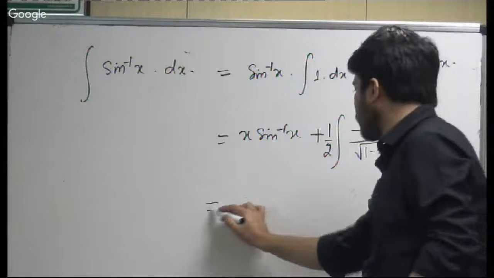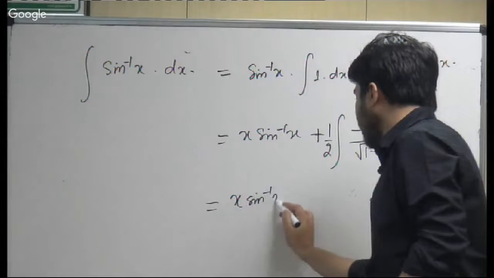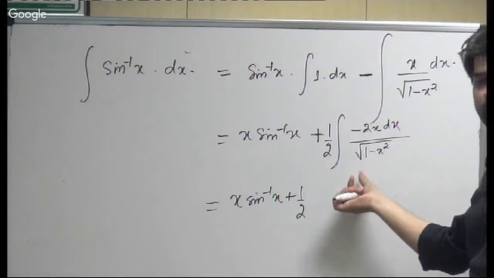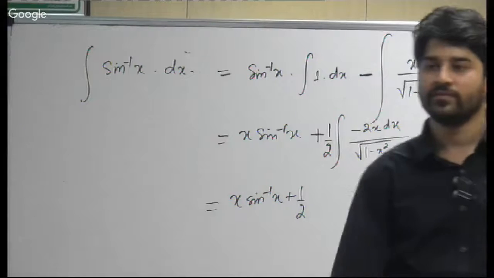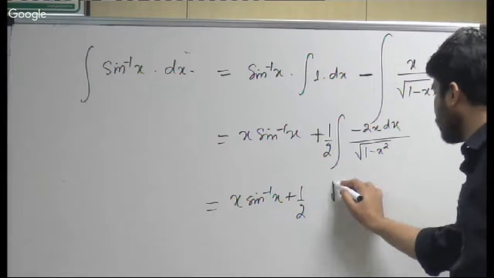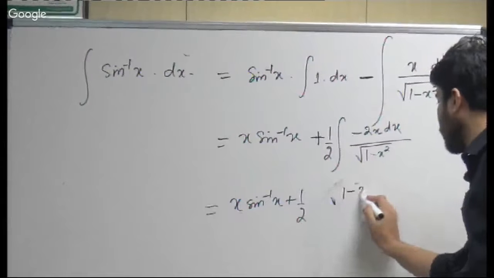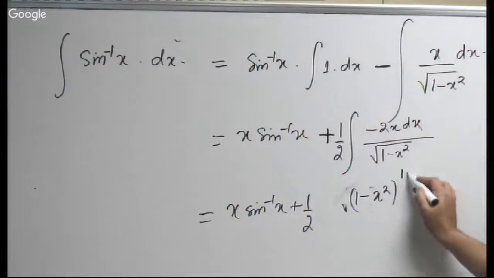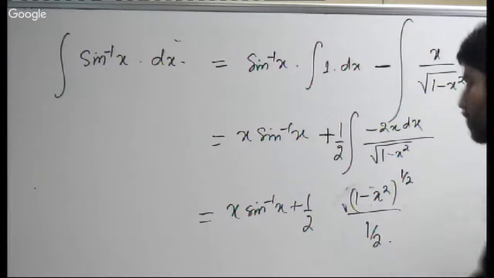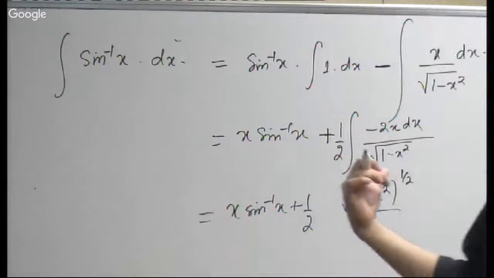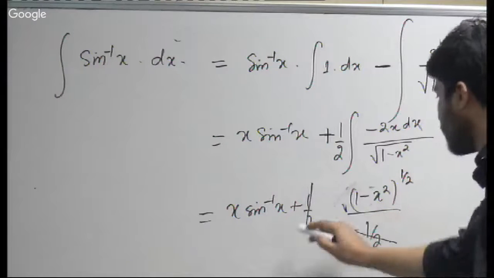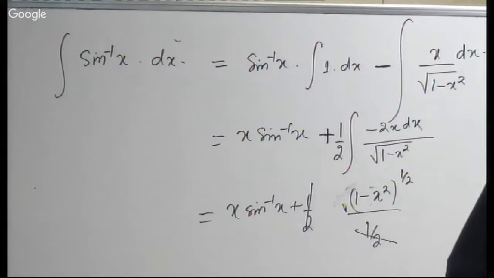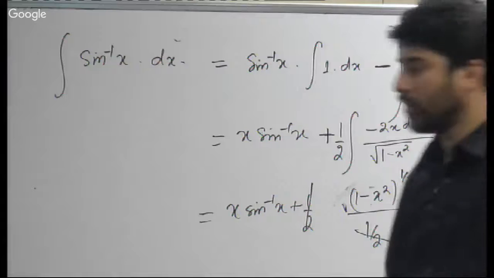So finally my answer would be x sine inverse x plus half, this is dt and this is under root t. What is dt into t to the power minus half? Minus half plus 1 is half, right? This would be the answer. Half and half would be cancelled. So the answer would be x sine inverse x plus under root 1 minus x square. Clear? Good.